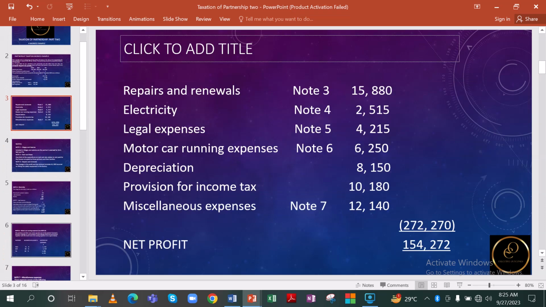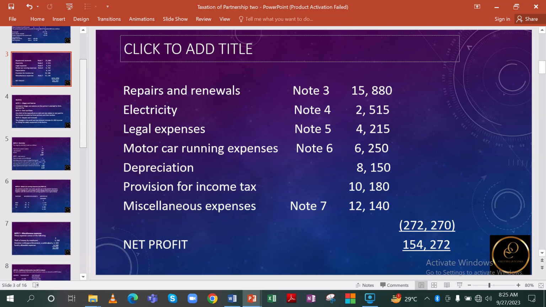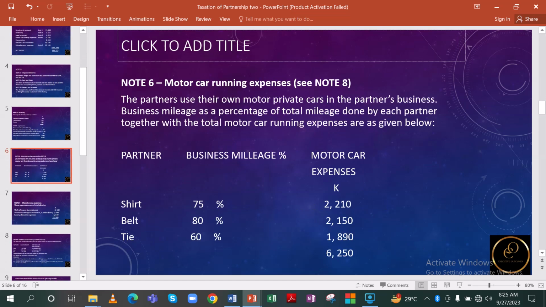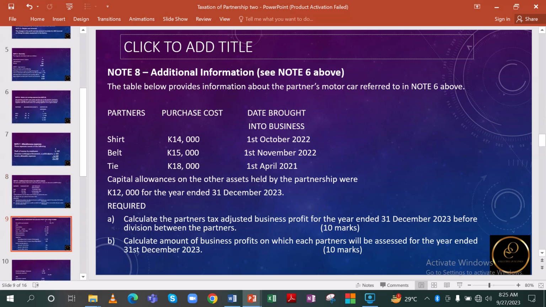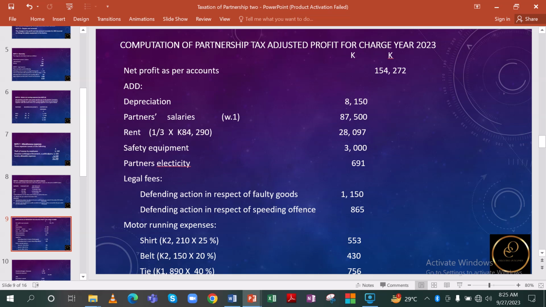So you find that in the solution, in working out this particular example, the partners' salary, the total of 87,500, is added back. I've made reference to working one, where the 87,500 was worked out. Okay, so that's what we have.